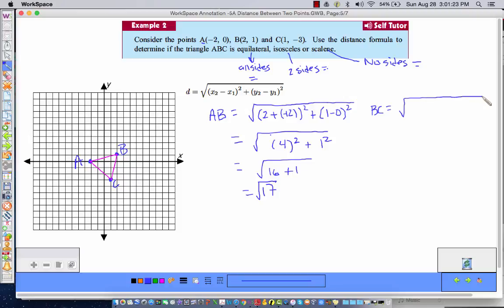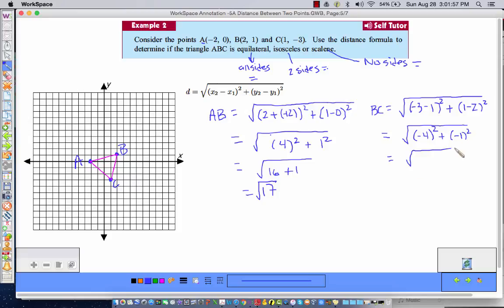And this will be equal to the square root of negative 3 minus 1 squared plus, I did the y's first, sorry. It doesn't matter if you do the x's first or the y's first. 1 minus 2 squared, the difference in the x coordinates. So that's equal to the square root of negative 3 minus 1 is negative 4. Make sure you use the parentheses with the negative there. Plus 1 minus 2 is negative 1 squared.